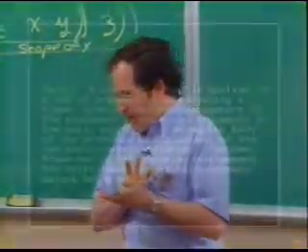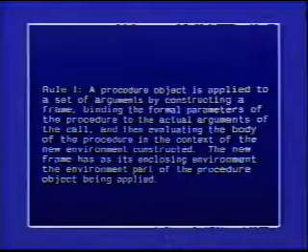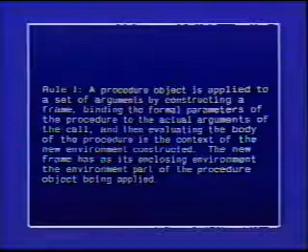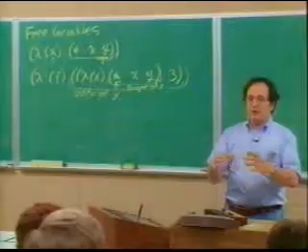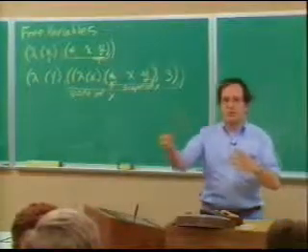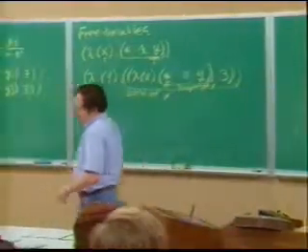Now, the body of the procedure will then have to be evaluated, which is this. And it will be evaluated in the environment which is constructed by adjoining the new frame that we just made to the environment which was part of the procedure that we applied. So I'm going to make a little example of that here.